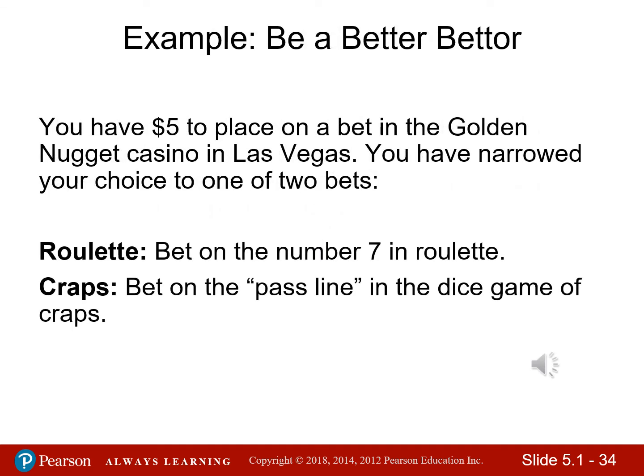Let's consider this example. You have $5 to place on a bet at the Golden Nugget Casino in Las Vegas, and you've narrowed down your choices to one of two bets. The first bet, you might bet on the number 7 at the roulette wheel, or you could bet on the pass line in the dice game of craps at the craps table.